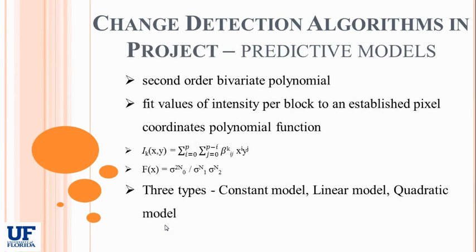The final models I'm taking you through are the predictive models. This uses a second order bivariate polynomial in its function. What it does is you have to find the intensity values for a particular block, and fit them onto some established coordinates for the polynomial function. Now, if it fits perfectly, that shows that there's actually a change. It confirms the existence of a change, and depending on how well it fits, you can tell whether a change has really occurred or not. There are three types of models called the constant, linear, and quadratic models, which I'll be taking you through.